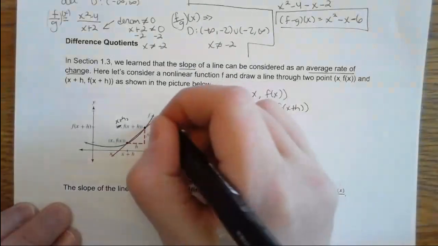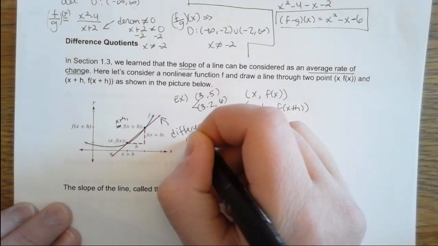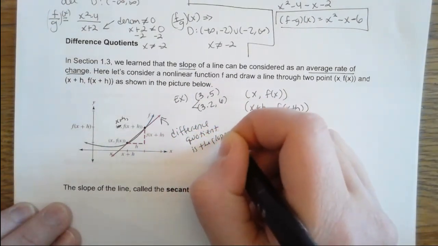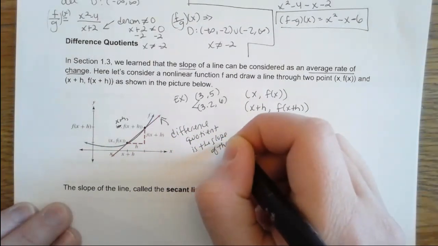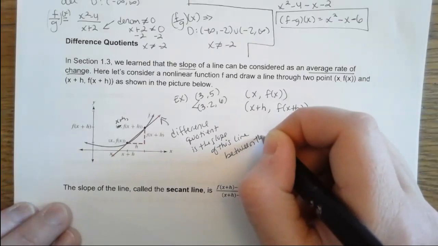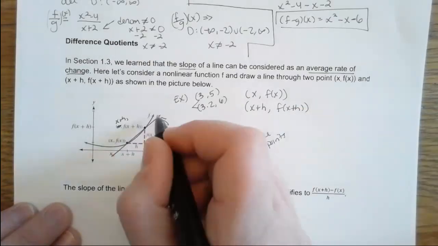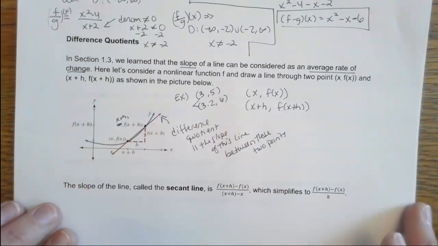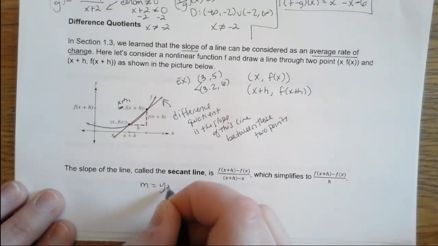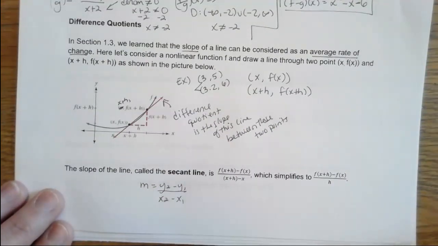And what happens here is the difference quotient is the slope of this line, which is just a line between those 2 points. So you're technically finding the slope of the line that connects the 2 points that you're looking at. It actually is the same formula as y2 minus y1 over x2 minus x1. It's just that you're using function notation.